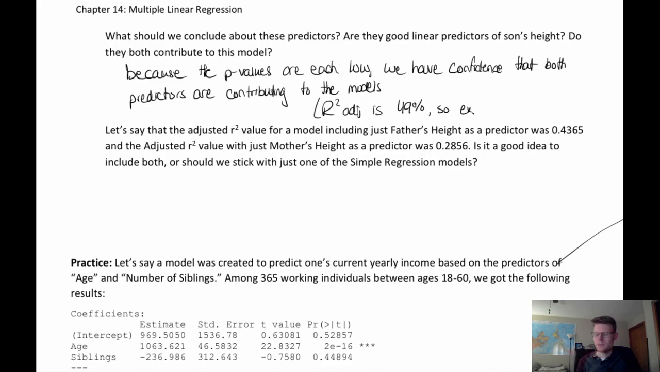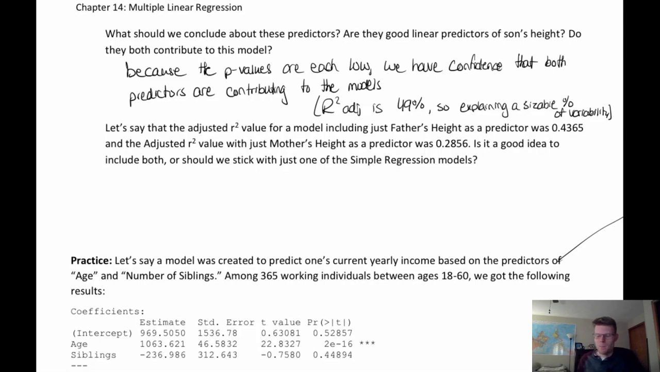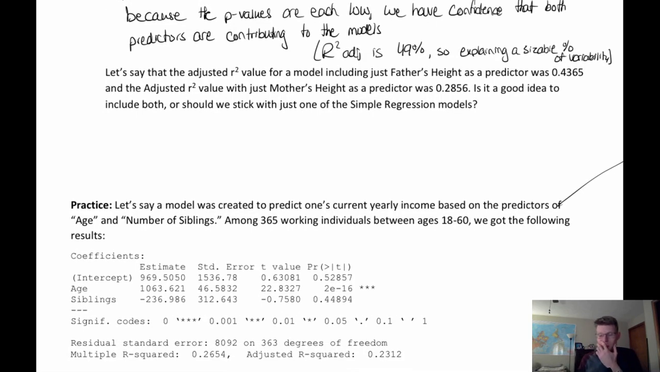So explaining a sizable percent of variability, I would say they're probably pretty good predictors there. If you think about what other predictors are available that we could think of, let's say that the adjusted r squared value for a model including just father's height as a predictor is 0.4365, and the adjusted r squared for mother's height is 0.2856. Is it a good idea to include both, or should we stick with just one of the simple regression models?